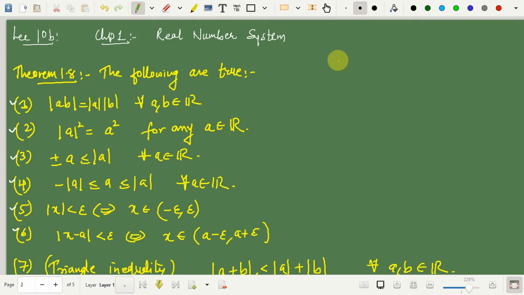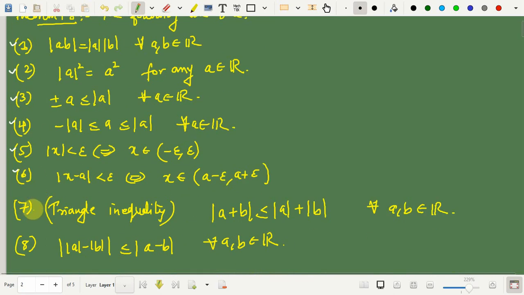This is lecture 10B on the course Calculus of One Variable, and it's a continuation of lecture 10A. We are discussing the properties of absolute values of real numbers, the modulus of a real number. So, this is theorem 1.8 which we are discussing, and among these, the first 6 properties we have already proved. So, we will prove today in this session 7 and 8.